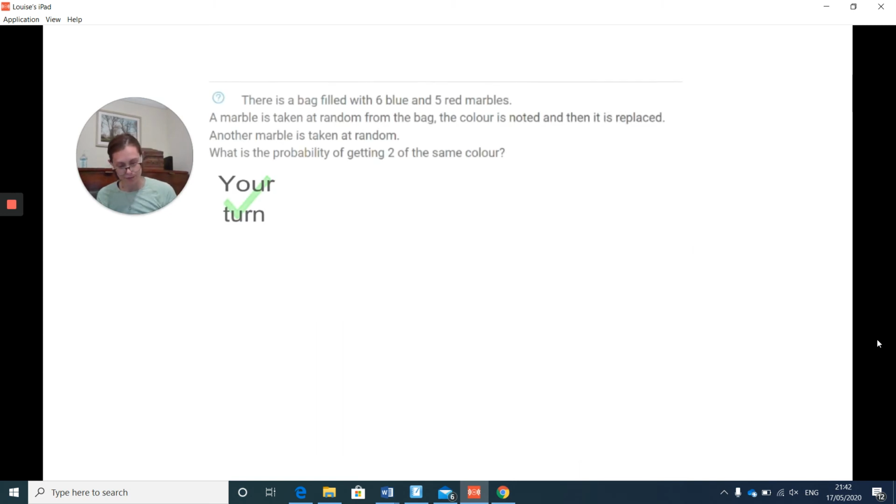So let's finish with you having a go at one yourself. It says a bag is filled with 6 blue and 5 red marbles.